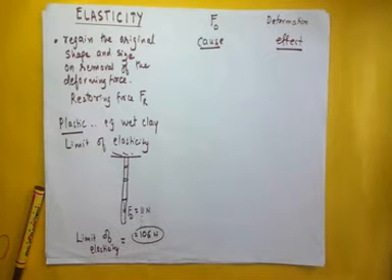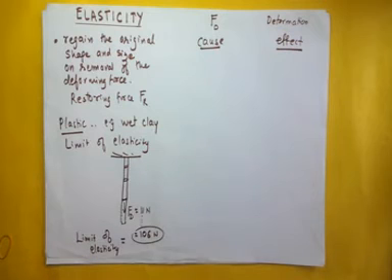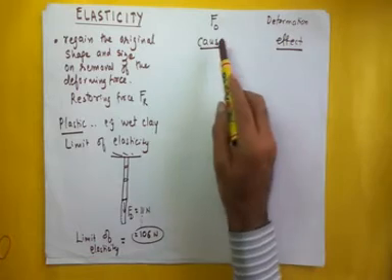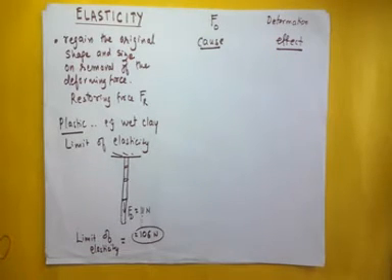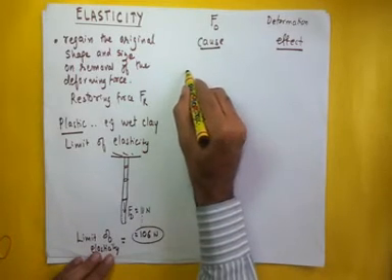In physics, when we want to understand the relationship between any two physical quantities, in this case force and deformation, I need to quantify them. I need to find out physical parameters which will help me understand the relationship between the two properties, in this case force and deformation. In this case, to understand the relationship between these two, we have introduced two terms, right?